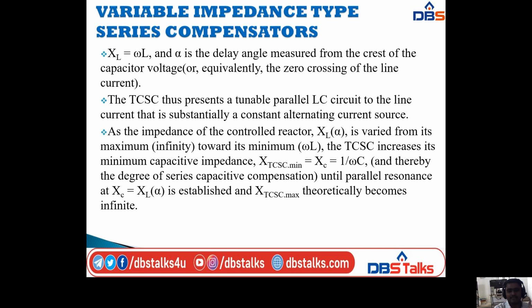That is substantially a constant alternating current source. As the impedance of the controlled reactor, that is XL of alpha, is varied from its maximum towards its minimum, that is infinity to omega L, the TCSC increases its minimum capacitive impedance, that is X TCSC minimum is equal to XC, equal to 1 by omega C, until parallel resonance at XC equal to XL of alpha is established and X TCSC maximum theoretically becomes infinite.